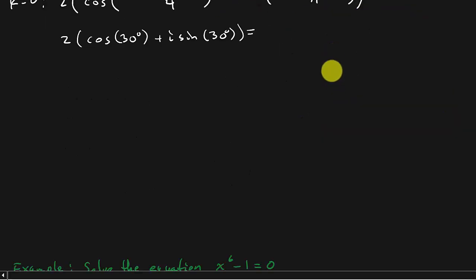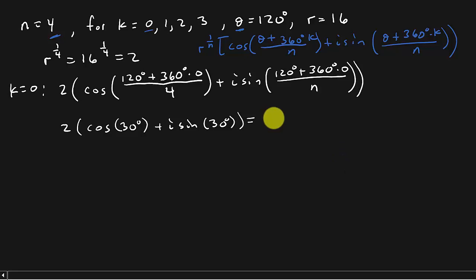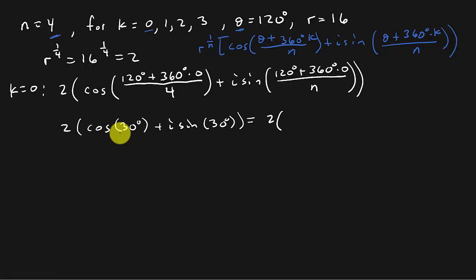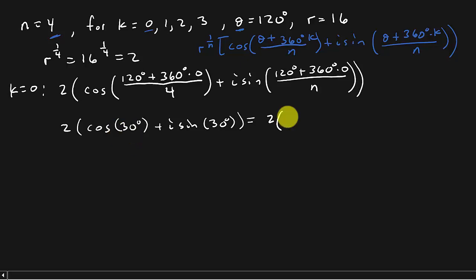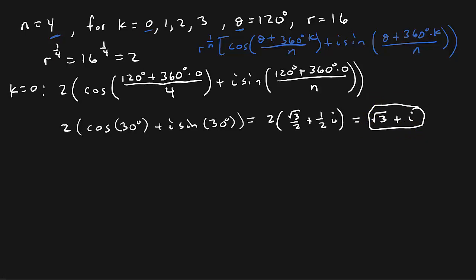So let's go ahead and do that. So this is going to be 2 times. And once again, going from trigonometric form to the a+bi form was done in the last video. So remember, cosine of 30, that's just square root of 3 over 2, plus sine of 30, 1/2 i, and so that's square root of 3 plus i. And so there's your solution for k equal 0.